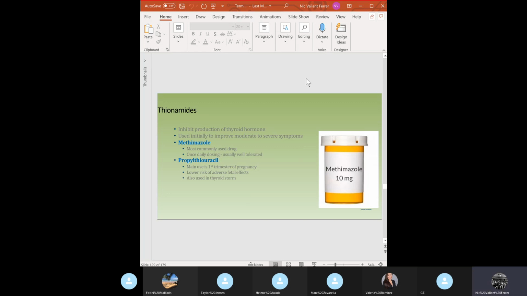What are the actions of your thionamides? Basically, how do methimazole and propylthiouracil work? I think they block the conjugation. The conversion, right? So your methimazole inhibits your conversion. Both the PTU and methimazole block the production of new thyroid hormone in your thyroid gland.